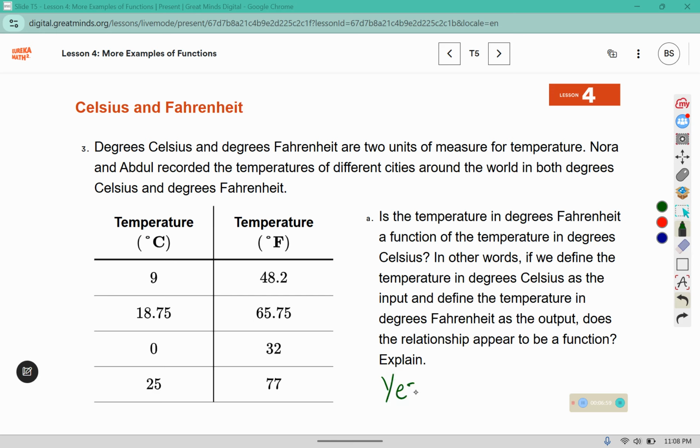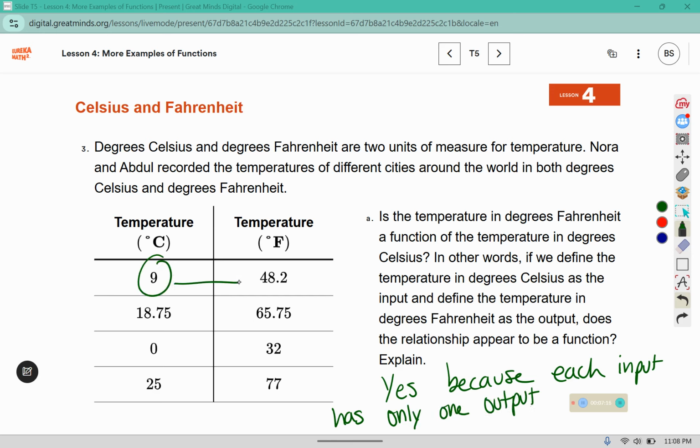Yes, because each input in Celsius has only one output. At 9 degrees Celsius, it can only be 48.2 Fahrenheit. It can't be a different temperature.